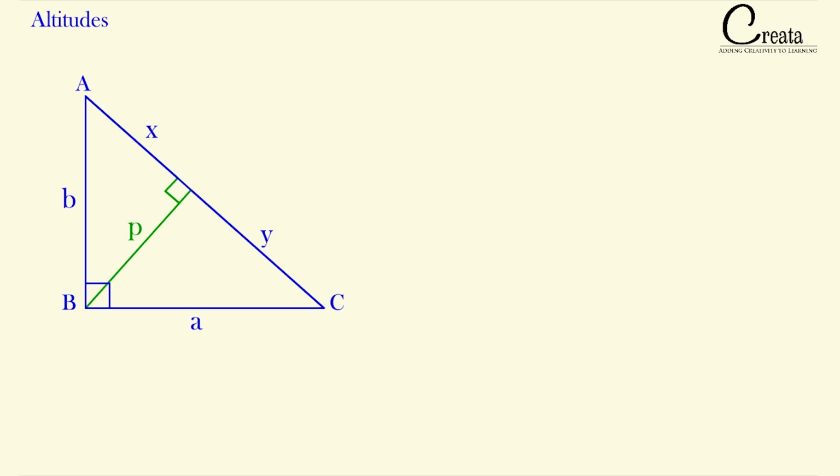Let's see the formula. First of all, let's apply the Pythagoras theorem in this triangle. Here A and B are the two legs of the triangle and x plus y is the hypotenuse. We get a square plus b square is equal to (x plus y) whole square. And if we take this small triangle, we can apply the Pythagoras theorem in this small triangle also.